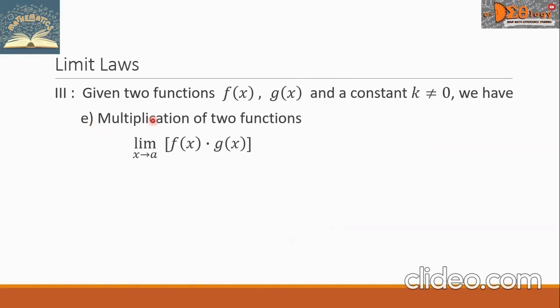Letter E, multiplication of two functions. The form is the limit as x approaches a of the product of two functions, f of x times g of x. To simplify this, we're going to take the limit of each factor, and then afterwards we will multiply the limits. So we can see here the limit of f of x as x approaches a times the limit of g of x as x approaches a.